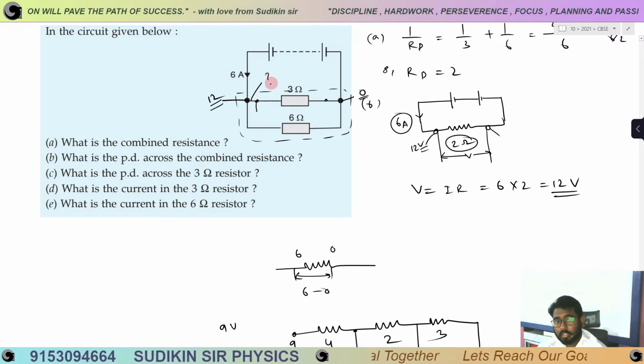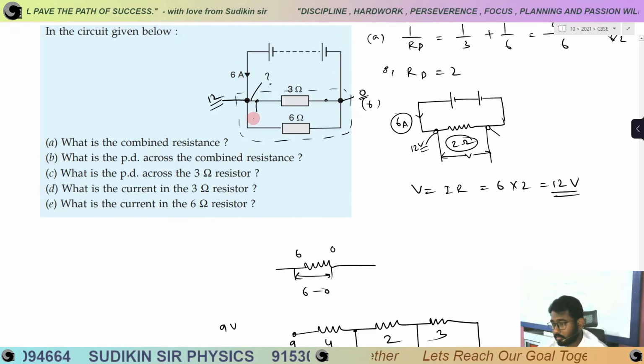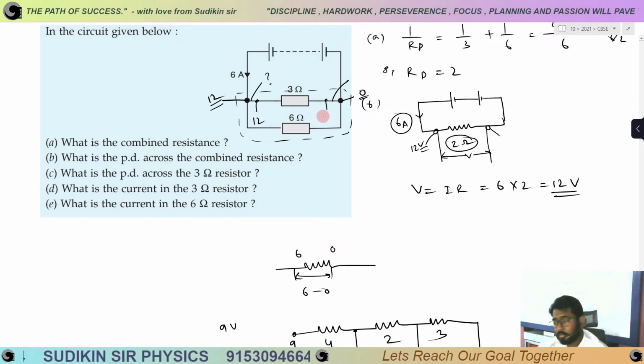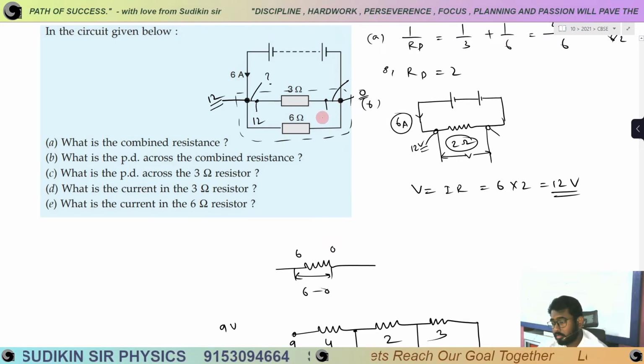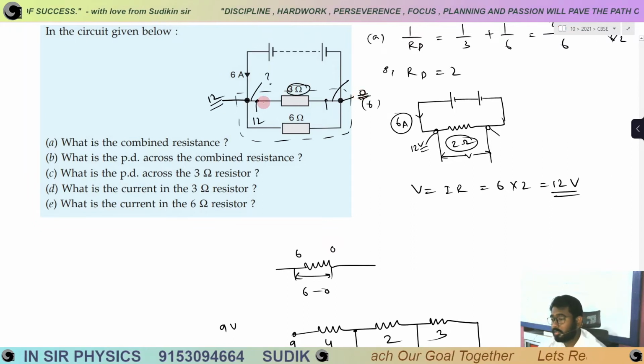Is there any resistance here? Then what will be the voltage here? 12. Good. Is there any resistance here? What will be the voltage here? No, if it is 0, then what will... this is resistance, Baba.